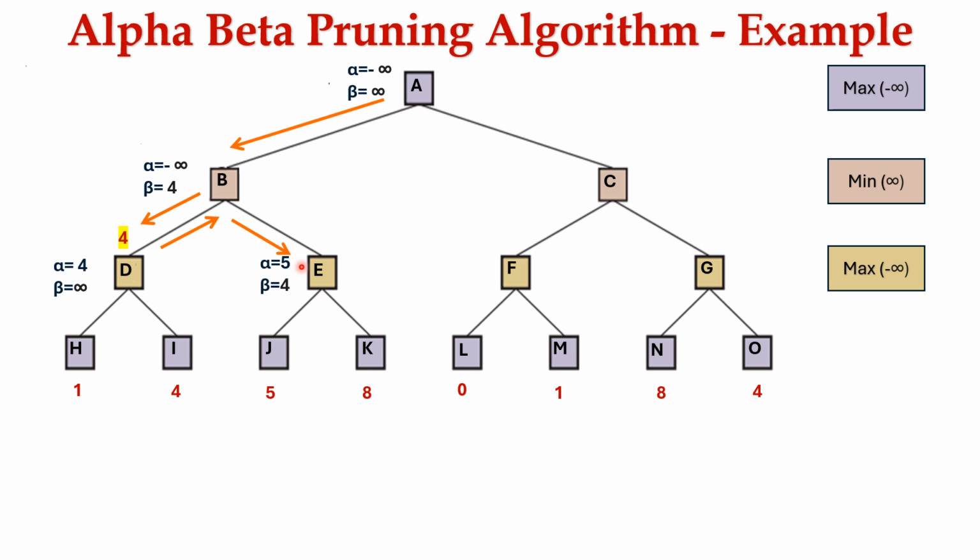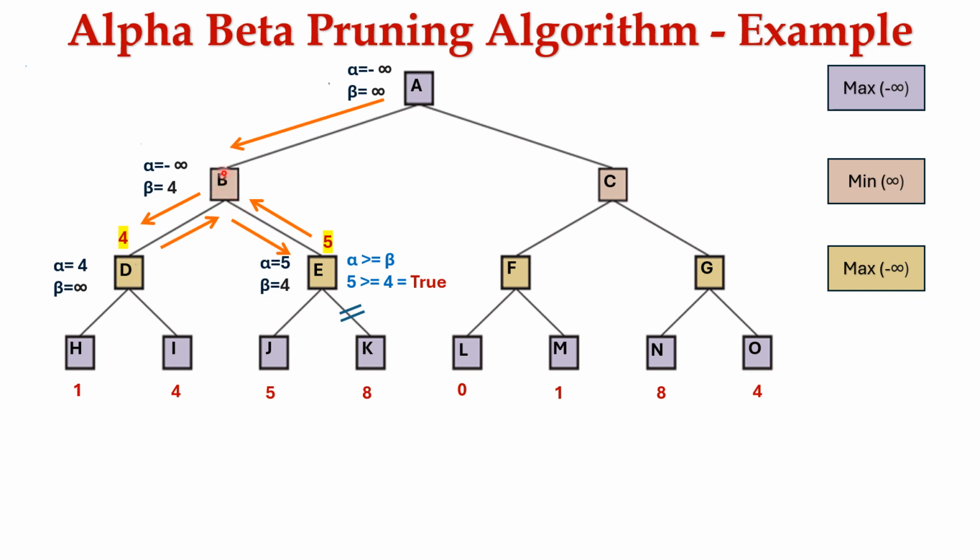In node E, we can check that the alpha value is greater than or equivalent to beta. Yes, alpha value is greater than beta, that is node E's alpha value is 5 and beta value is 4. It is true. Since it is true, the right successor of node E, that is node K, is pruned here. And node E value is updated as 5 as its final value.